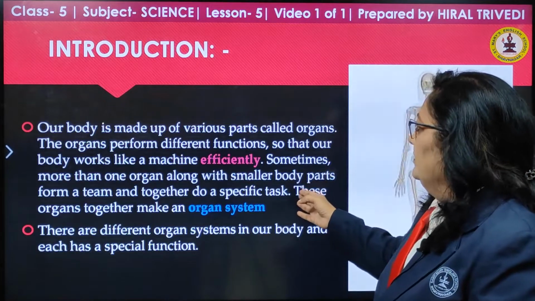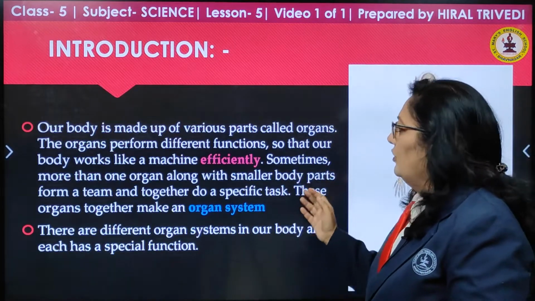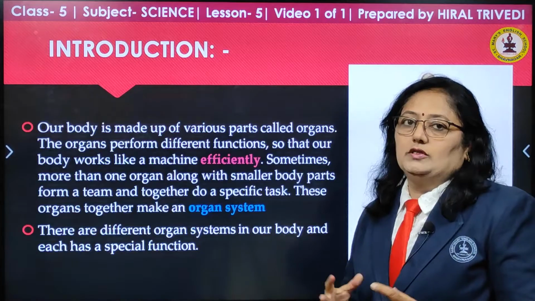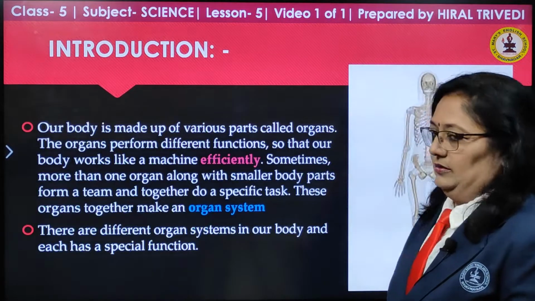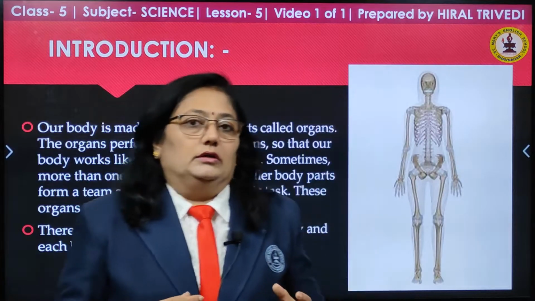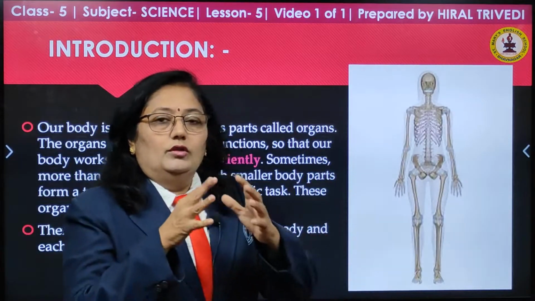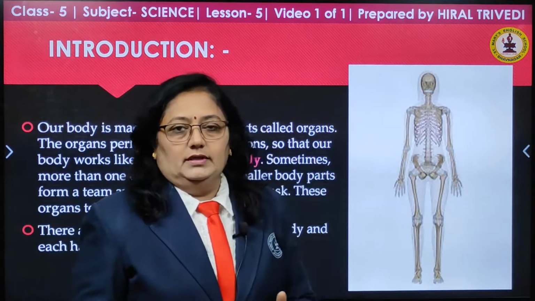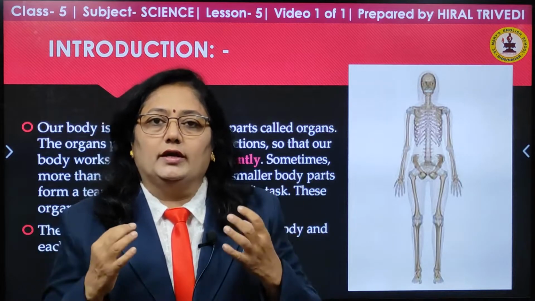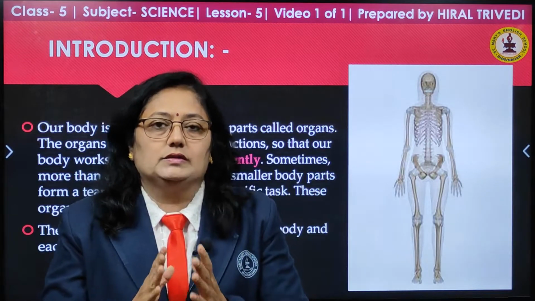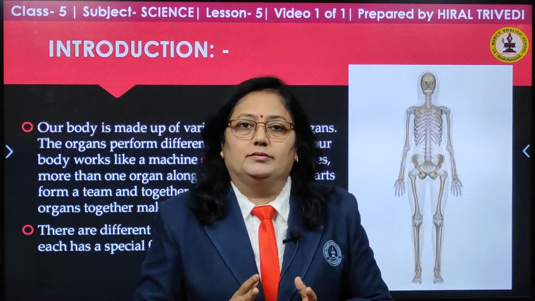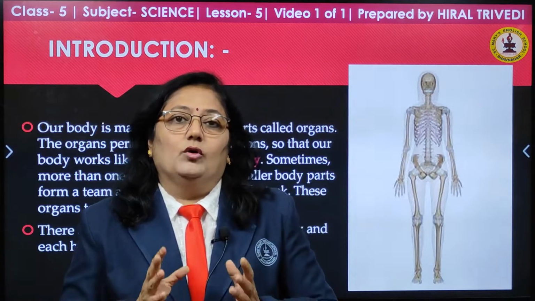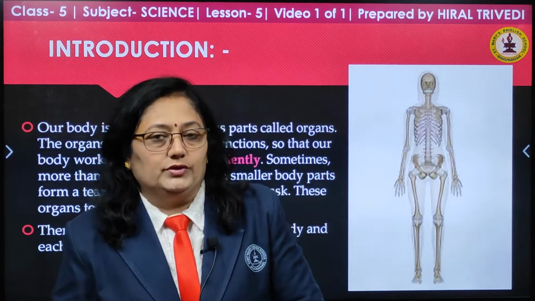Sometimes more than one organ, along with the smaller body parts, forms a team and together does a specific task. These organs together make an organ system. If we talk about the skeletal system, then all the framework of the bones together makes the skeletal system. If we talk about muscles, then all the muscles together form the muscular system. If we talk about the respiratory system, all the internal and external organs together form the organ system known as the respiratory system.